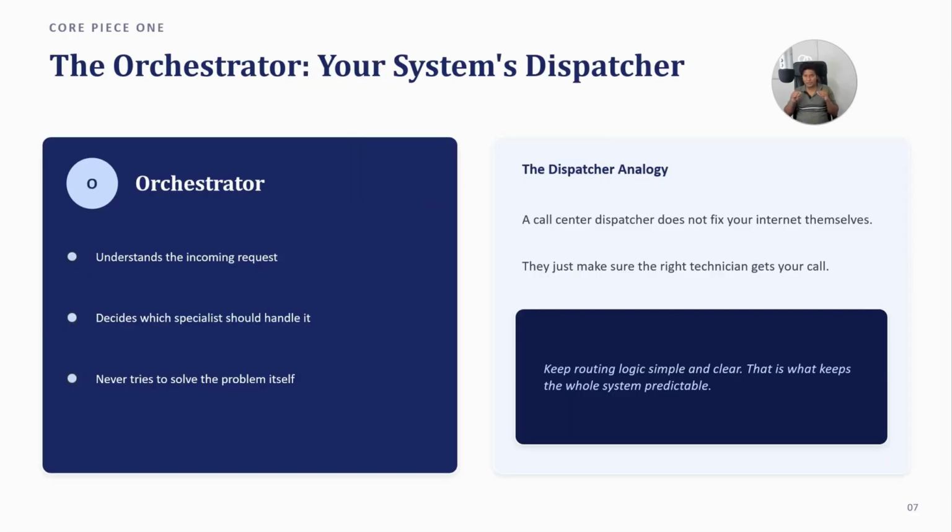Let us zoom into the orchestrator. This is the most important design piece in the whole system. Its only job is to understand the request and decide where it should go. It does not try to solve the problem itself. It routes the work to the right specialist. Think of it like a call center dispatcher. The dispatcher does not fix your internet. They just make sure the right technician gets the call. A good orchestrator keeps this routing logic simple and clear. That is what keeps the whole system predictable.